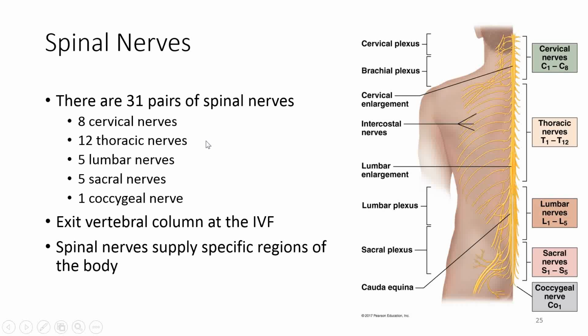So there are 31 pairs of spinal nerves. There are 8 cervical nerves, 12 thoracic, 5 lumbar, 5 sacral, 1 coccygeal. Those numbers might look familiar to you, except for maybe this one up here, because the number of nerves that you have there corresponds directly with the number of vertebrae that you have for those sections of the back. With the exception of the cervical nerves, because you have 7 cervical vertebrae, and here you have 8 nerves, there are 12 thoracic vertebrae, 12 nerves, 5 lumbar vertebrae, 5 nerves, 5 sacral vertebrae. Remember, they're fused together, so they technically are one big mass of bone, but they used to be 5. And then you have 1 coccygeal nerve down at the bottom.